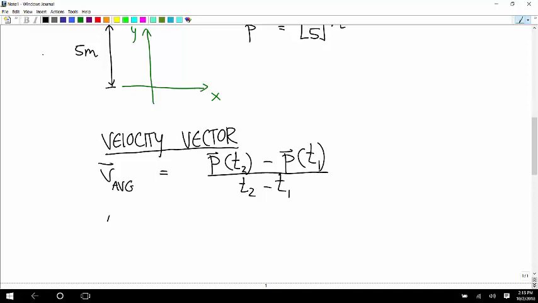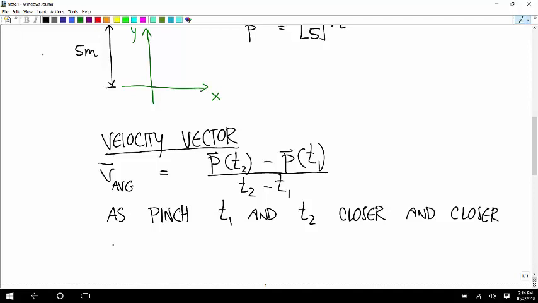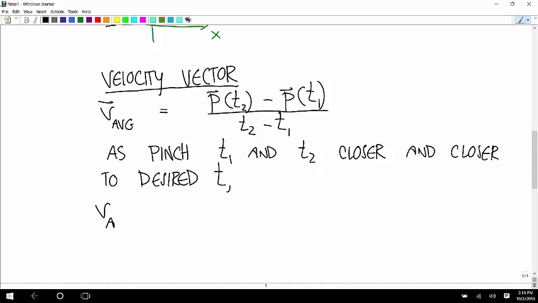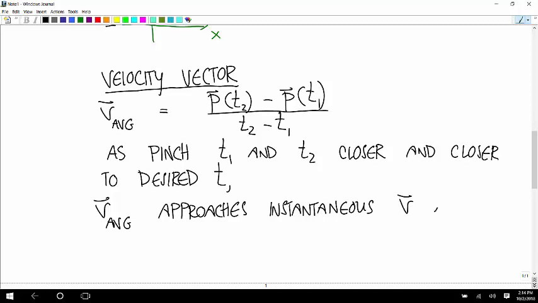And then in order to define the instantaneous velocity, as you pinch these values of t1 and t2 closer and closer to your desired value t, that average velocity vector approaches the instantaneous velocity vector at the time t. Okay, so that's defined the same way.